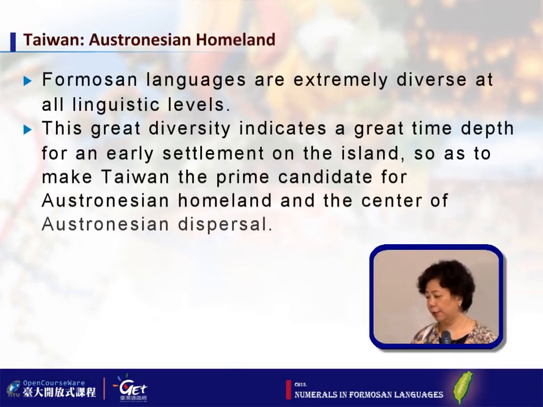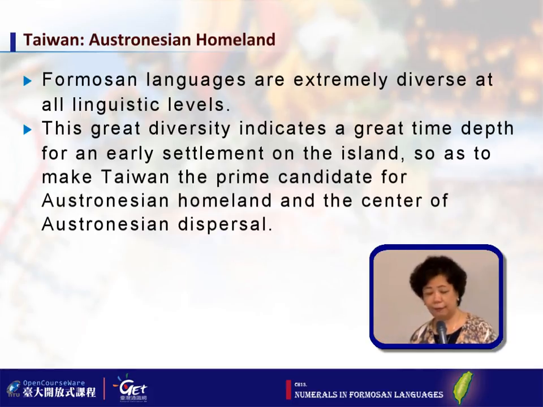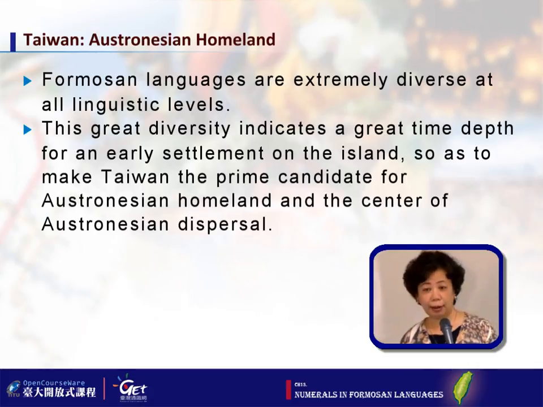Okay, so the Formosan languages are extremely diverse at linguistic levels because there are so many tribes. And as we have said, these 9 main tribes can be divided into 3 major groups. And in terms of languages, they have very different manifestation. And this great diversity indicates a great time depth for an early settlement on the island, so as to make Taiwan the prime candidate for Austronesian homeland and the center of Austronesian dispersal. This is something that we also touched upon last time. We said they must have been here a long time ago, and they settled in Taiwan before they migrated out of Taiwan.